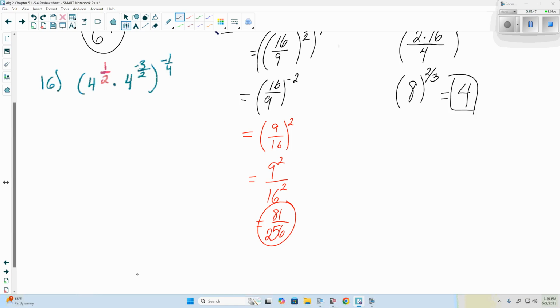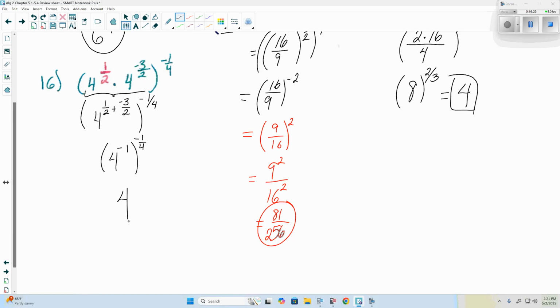All right, let's look at this here. Inside the parentheses, we have like bases being multiplied. When we multiply like bases, we can add the exponents. So really inside this here, we're looking at 4 to the 1/2 plus negative 3/2. And 1/2 plus negative 3/2 is indeed negative 1. And we could do that in a calculator. We can ask it to do 1/2 plus negative 3/2.